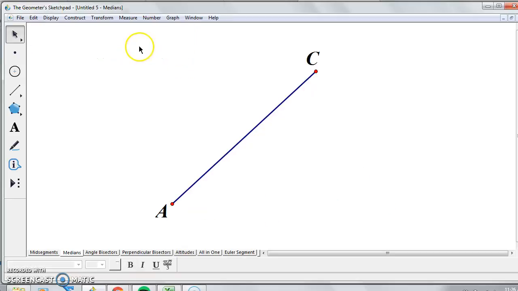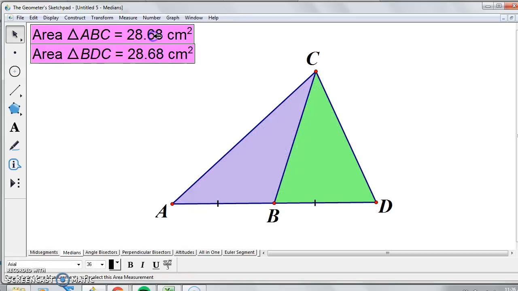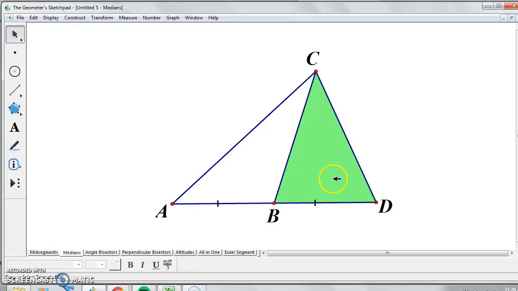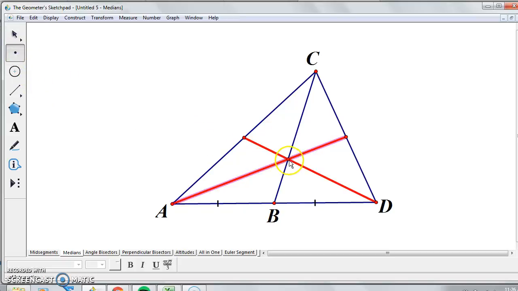Oh, yikes. Undo that. Let's see. Now, what we're going to do is look at, I'm going to construct the other medians. Construct midpoints. Then, as you will notice, when I connect all the medians, they all intersect in the same place. That's called concurrent. And there's a point of concurrency. That point of concurrency is called the centroid.